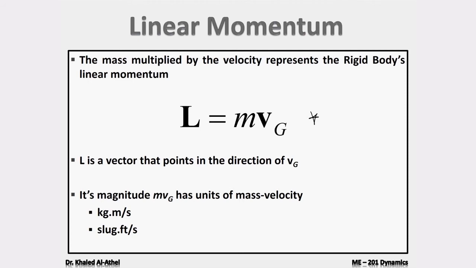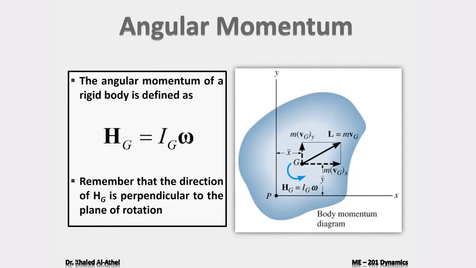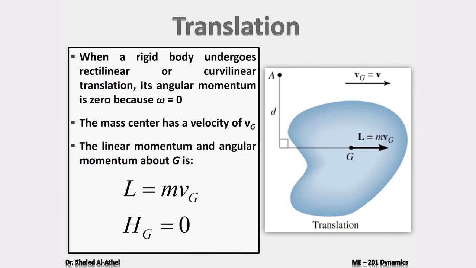And if you remember, the angular momentum used to be h equals Ig omega, where I is the mass moment of inertia, and omega is the angular velocity. And this is done at point G, for example, which is the center of mass. So nothing new in that regard. Now, let's use these two quantities in analyzing different kinds of motion.